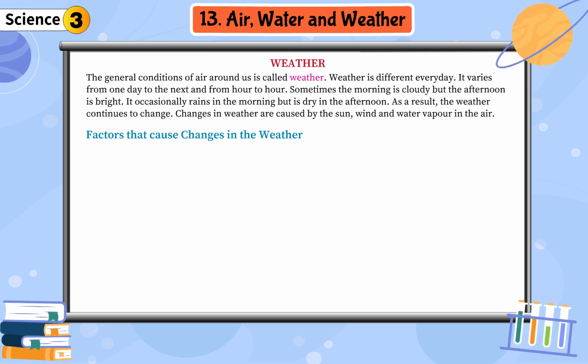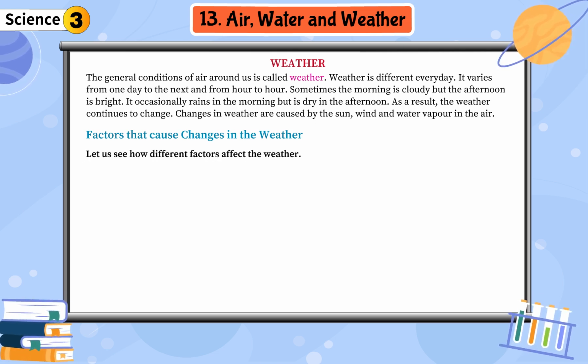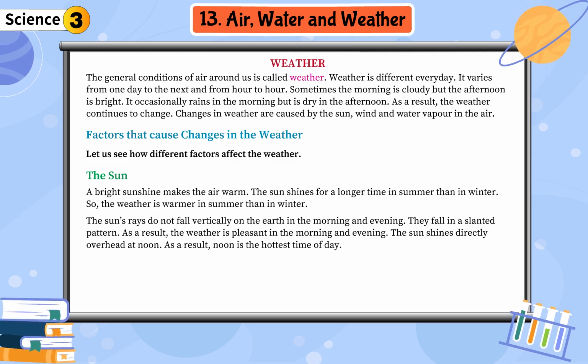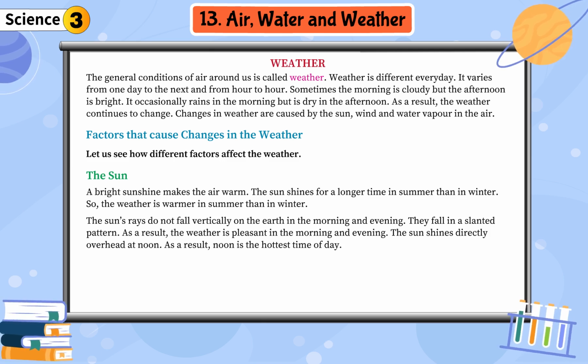Factors that cause changes in the weather. Let us see how different factors affect the weather. The sun. A bright sunshine makes the air warm. The sun shines for a longer time in summer than in winter. So, the weather is warmer in summer than in winter. The sun's rays do not fall vertically on the earth in the morning and evening. They fall in a slanted pattern. As a result, the weather is pleasant in the morning and evening.